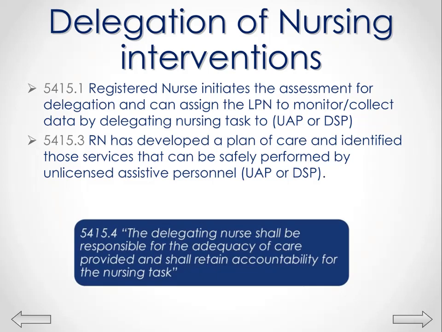It is the registered nurse who develops the healthcare management plan and identifies those services that can be safely performed by unlicensed assistive personnel. And in the healthcare management plan that is required by DDA, we in fact have a separate column that identifies those interventions that are going to be carried out by the direct support professional. But remember, the delegating nurse has that responsibility for assuring that there is adequate care provided, and the registered nurse is the person who has that accountability for the nursing task.